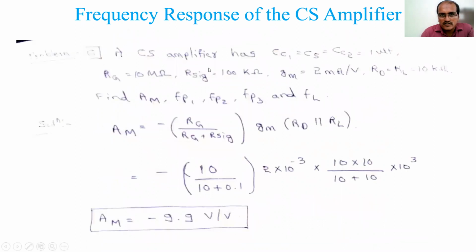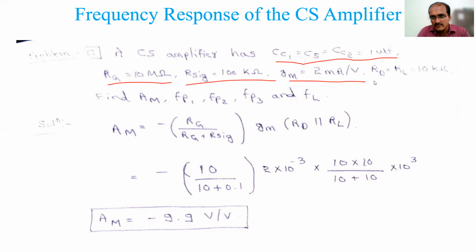So note down the question. A common source amplifier, CS amplifier, has CC1, CS, CC2 all equal to 1 microfarad, and RG equal to 10 mega ohm. Some new values are given: R signal is 100 kilo ohm, gm is now 2 milliampere per volt, and RD equal to RL is 10 kilo ohm, compared to the previous one.